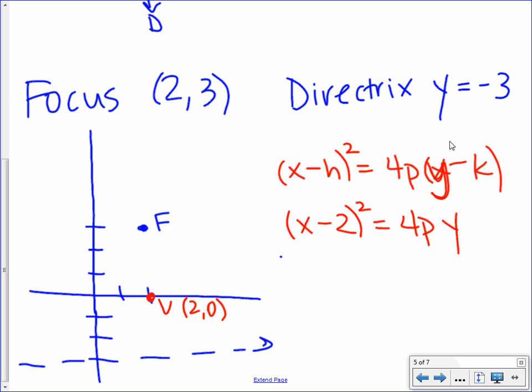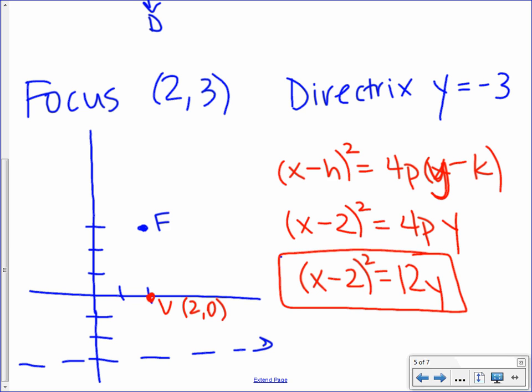So then, Michaela, what would our p-value be? Positive or negative? Positive? Michaela sounds unsure. Can somebody either confirm or deny her idea? She says positive 3. Positive because it opens up. Sounds super confident because you're right. Okay, it's up, so it has to be positive.